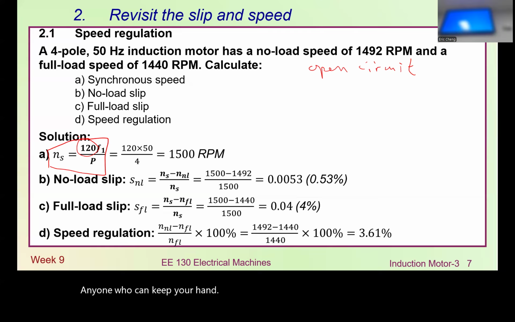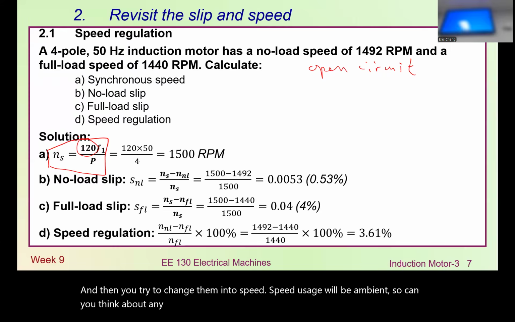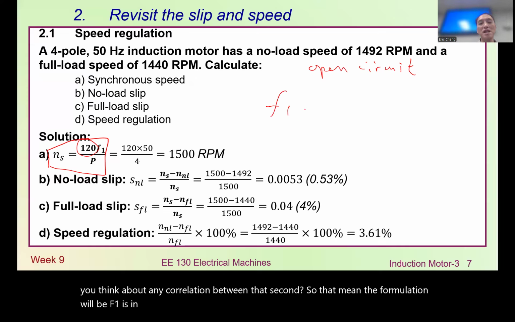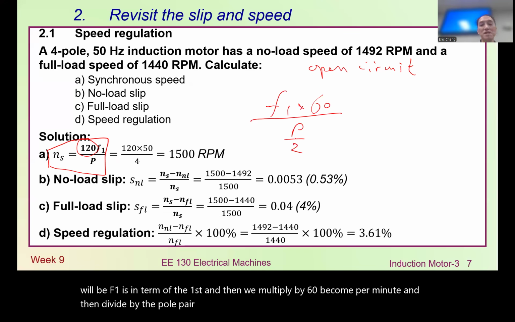I remember seeing the equation a while back, but not quite. Just compare the units. F1 is the input frequency, related to hertz, and hertz is per second. Then we try to change it into speed, and speed is usually in RPM, per minute. Can you think of any calculation? Multiply by 60, from seconds to minutes. Yes, from second to minute, right? So the formulation is F1 in hertz, multiplied by 60 to become per minute, and then divided by the pole pair, right? That's why it becomes this.